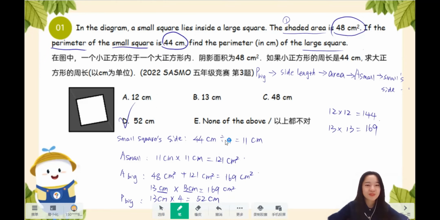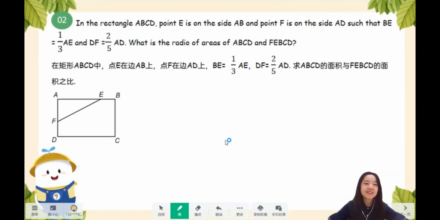Did you get it? Hope so. Now let's see the second one. In the rectangle ABCD, point E is on the side AB and point F is on the side AD. The question gives us BE equals 1/3 of AE and DF equals 2/5 of AD.